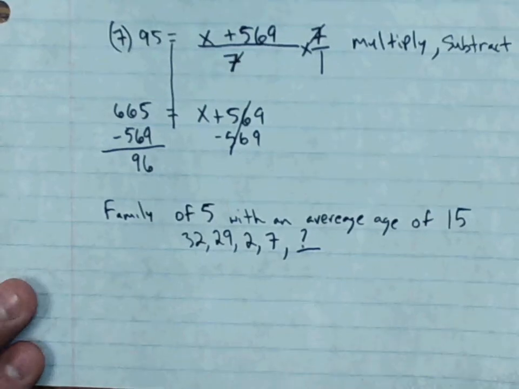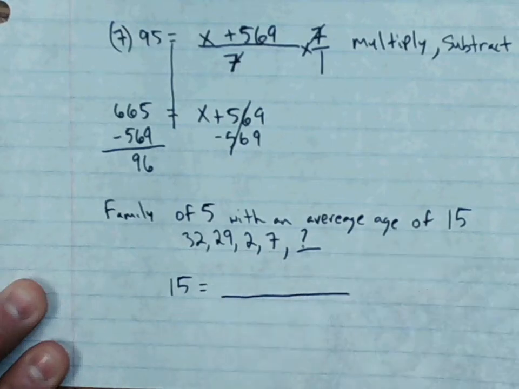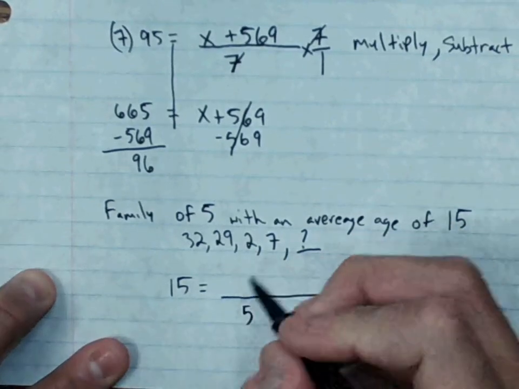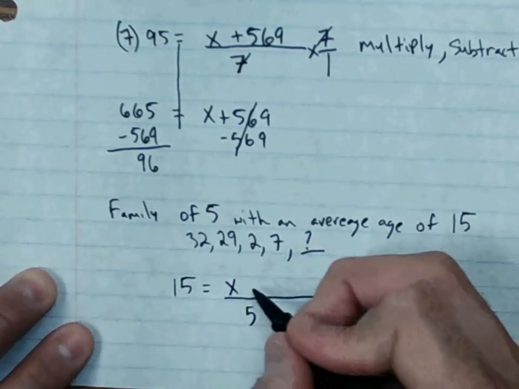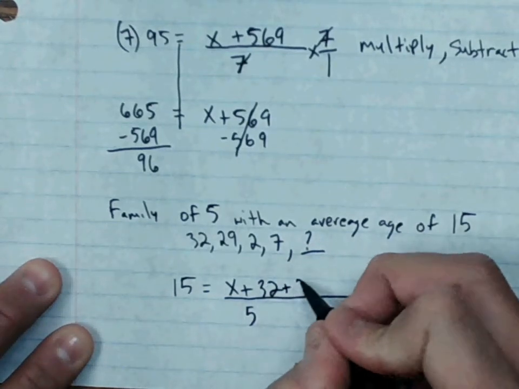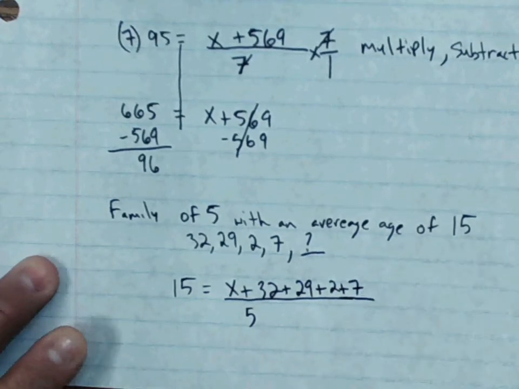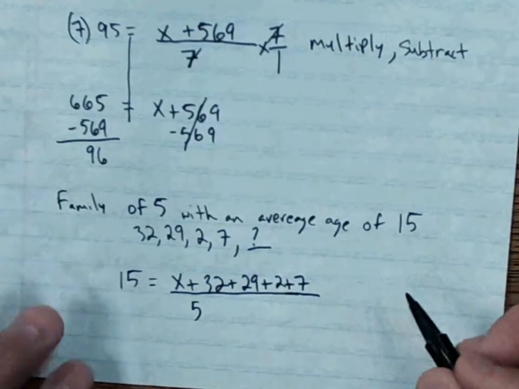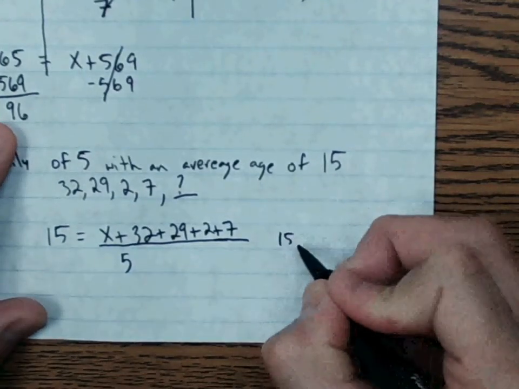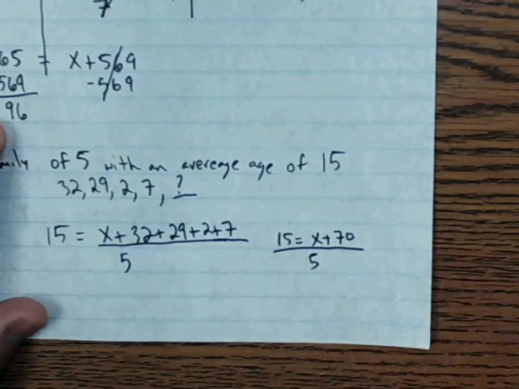So let's put them in our formula. We know the mean is 15. We know we're going to be dividing by 5 values, 1, 2, 3, 4, and 5. We don't know x, but we do know that one is 32, 29, 2, and 7. So let's go ahead and sum those up. When I add them up, that comes out to 70. So 15 equals x plus 70 all over 5. Okay, that's going to simplify for us.